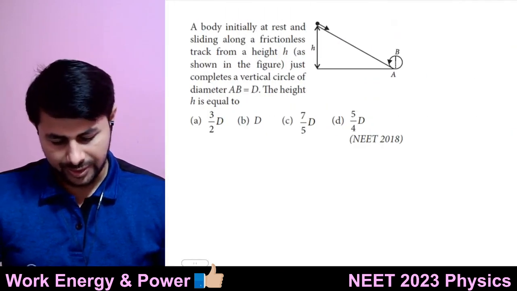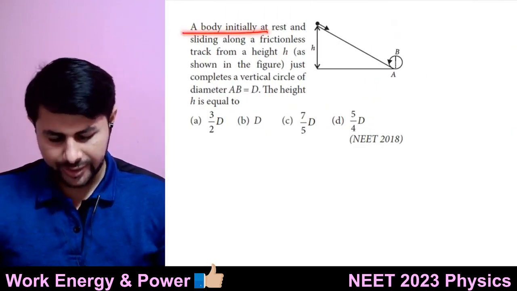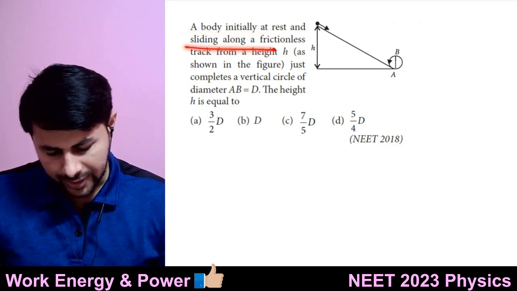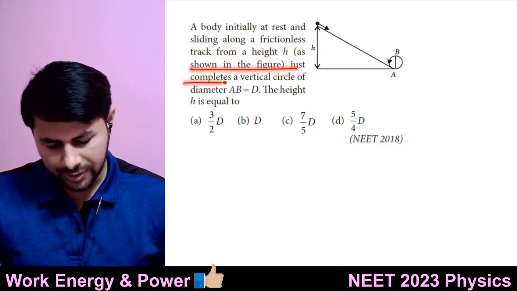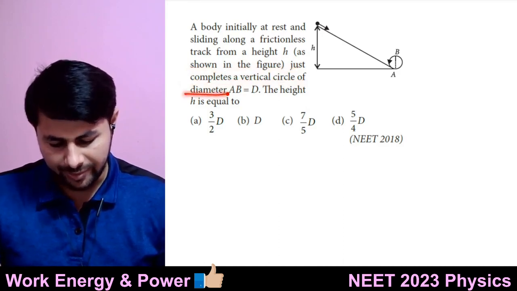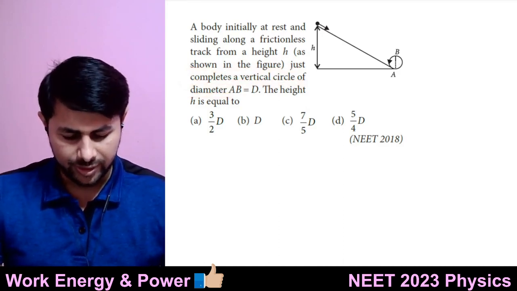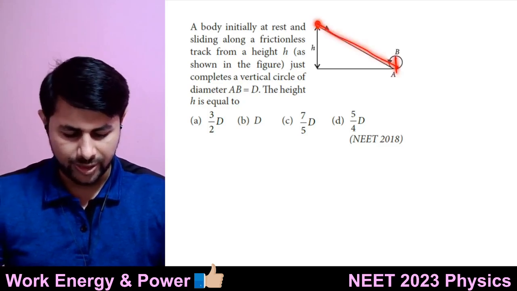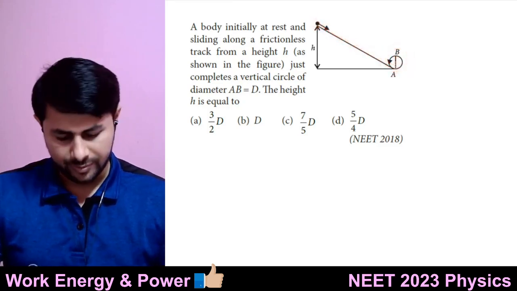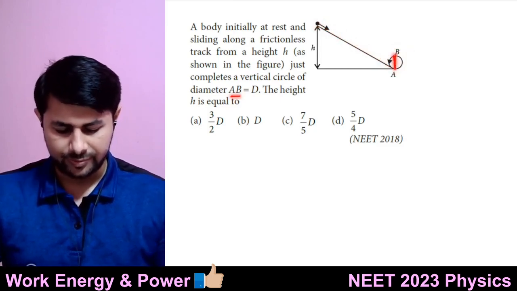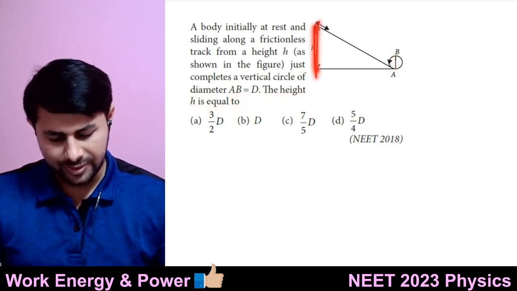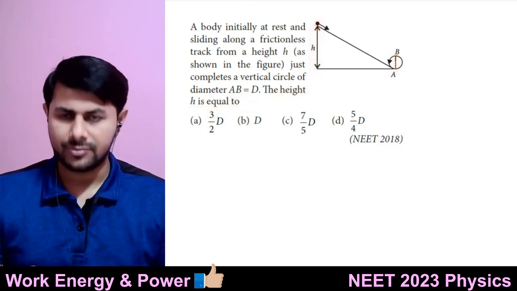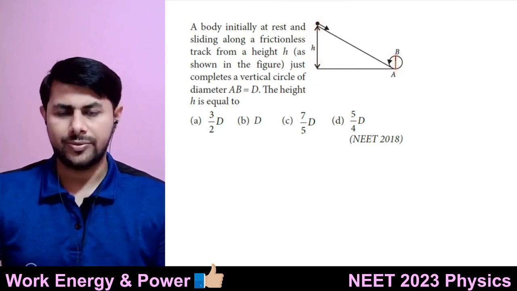Okay. The next one. A body initially at rest is sliding along a frictionless track from a height h, as shown in the figure, and just completes a vertical circle of diameter AB equal to D. So this is the body. It is sliding from this point and it completes the vertical circle of diameter AB equal to D. The height h is equal to? So what should we do? We want to find this height in terms of d.